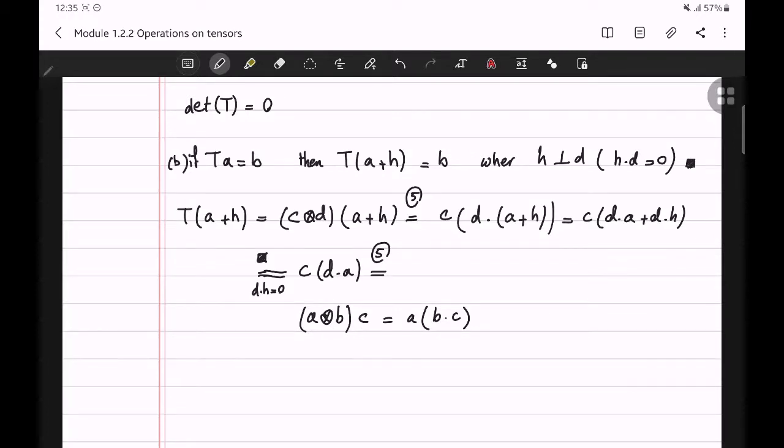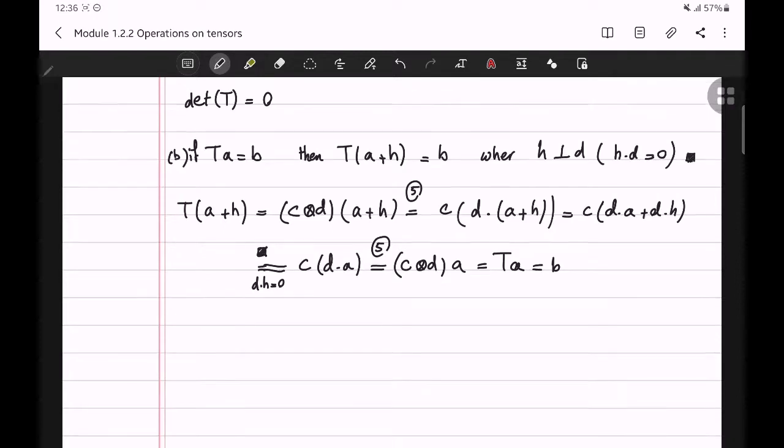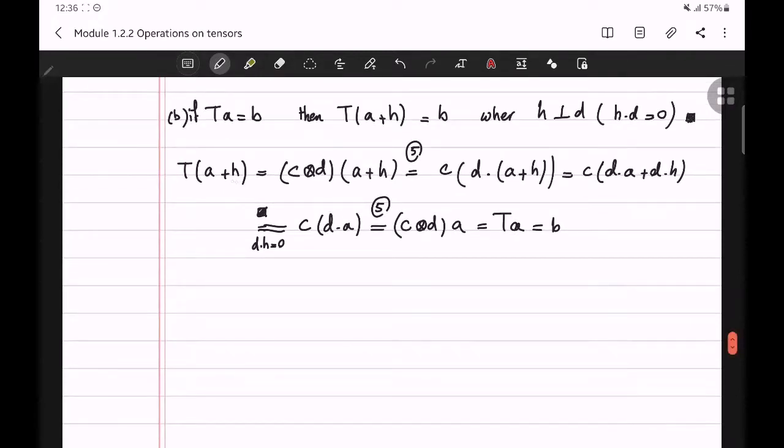So I have to write it like C dyad D, A. True. And C dyad D is nothing but T. So this is TA, which is equal to, again, B, according to here. So TA is equal to B. Therefore, we can say for any value of h, we get this transformation. So there is more than one transformation that can transform A into B.